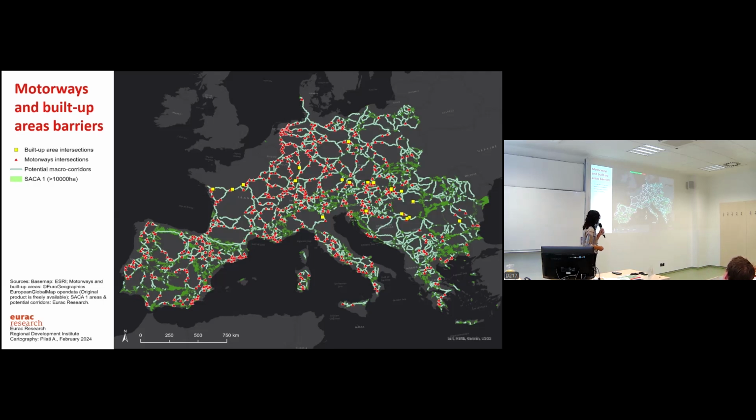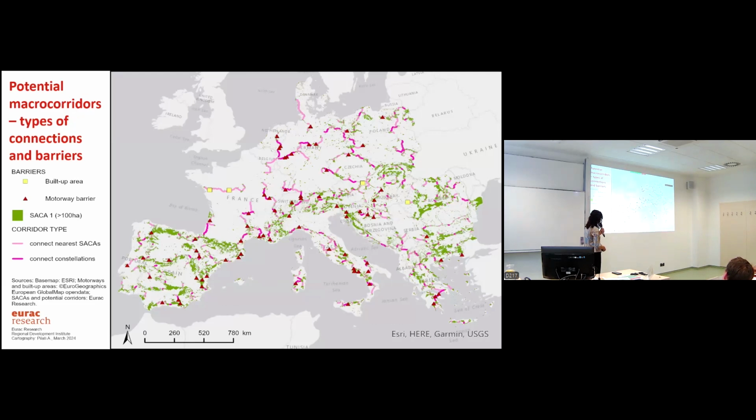We decided to do a kind of selection, a prioritization of them. So we started by selecting the potential corridors first, using a similar approach to the one that Böttcher and Lana used. We created a sort of constellations between the SACA 1, finding the nearest one, and then we asked the model to connect those constellations using only one corridor. In this way, we could have a cleaner view of the main barriers for this potential ecological network.